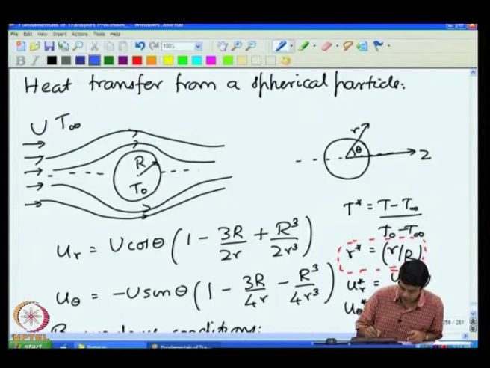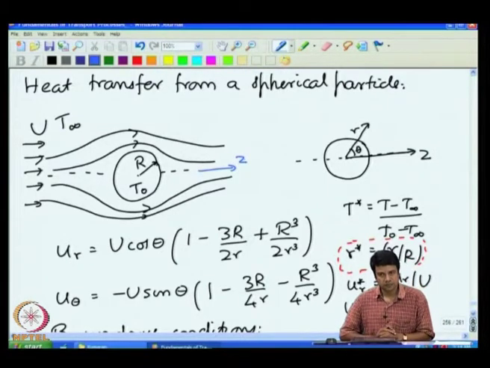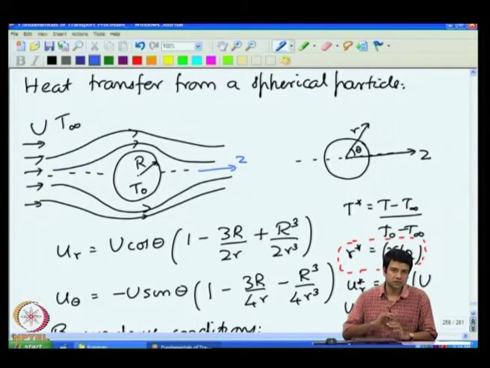So, in this z direction, the velocity is capital U far upstream of the sphere. However, the streamlines get distorted as the fluid approaches the sphere, because the fluid has to go around the spherical particle, which is at rest.